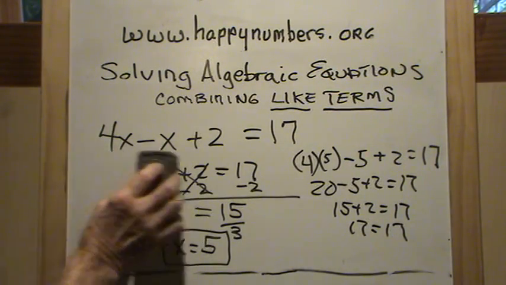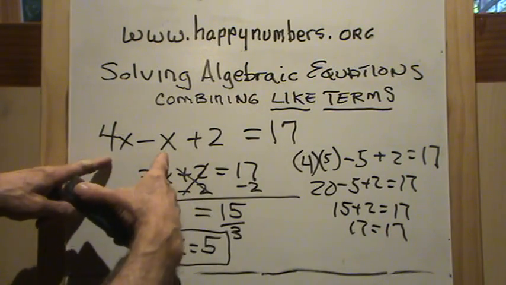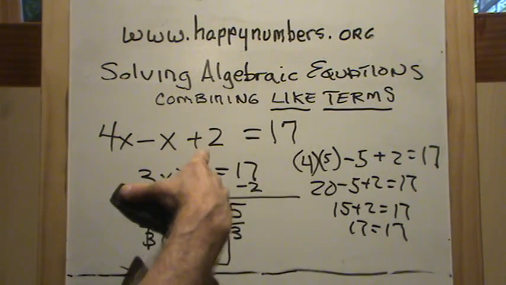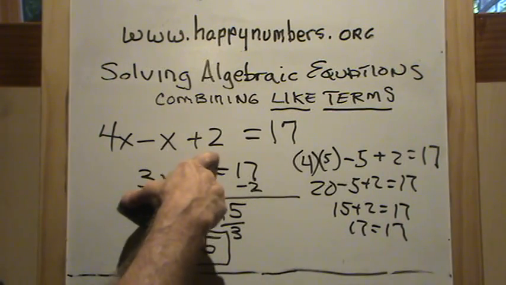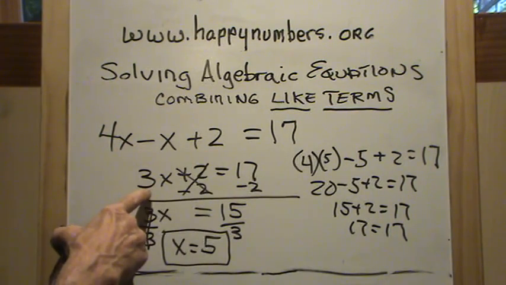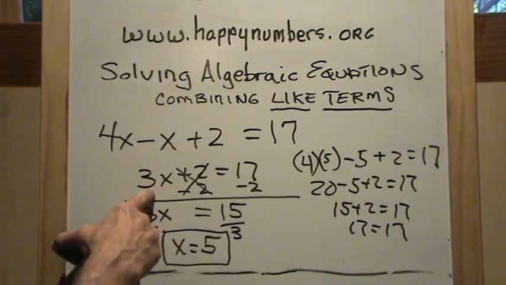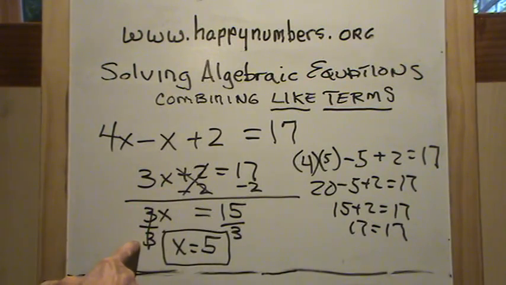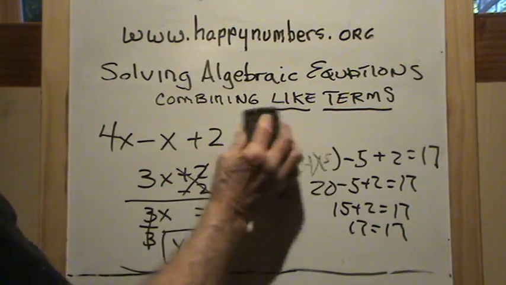So there were several steps in this problem. We had to combine our like terms first, then we had to use the inverse operation to get rid of our 2, then we had to use the inverse operation here. This is multiplication, we divided by 3, and then solve it.